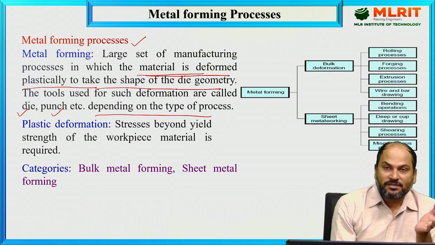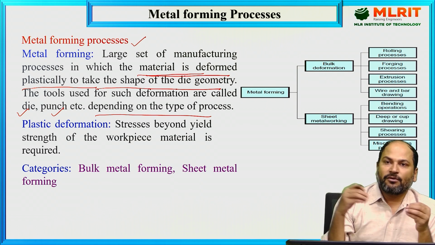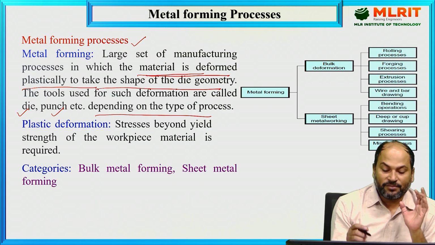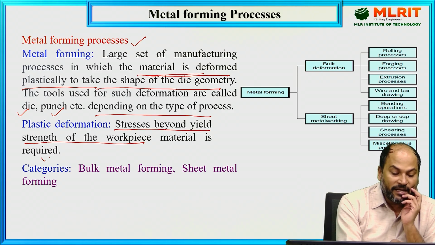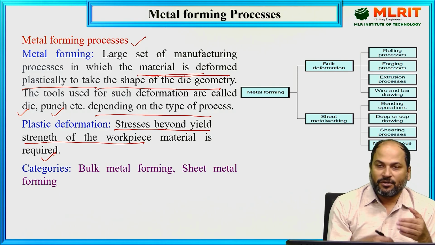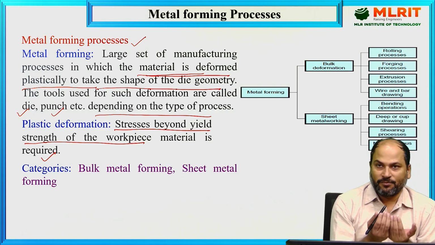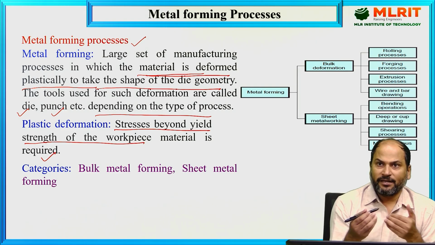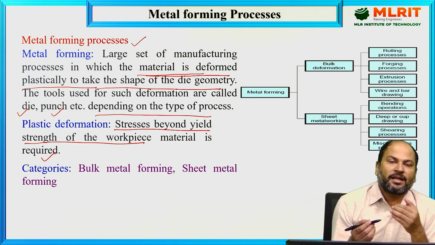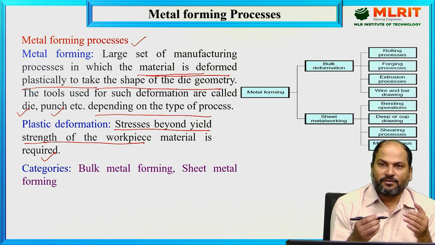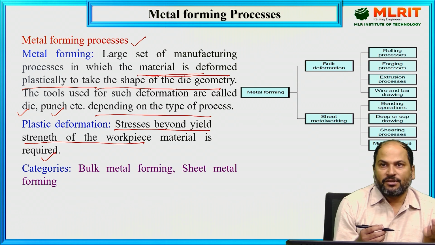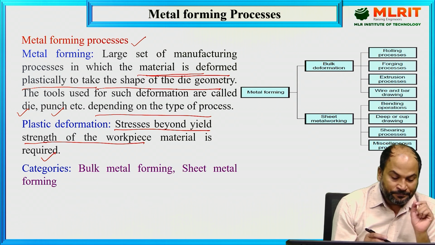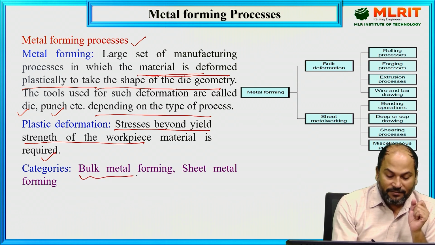Plastic deformation means simply that the stress will go beyond the yield strength of the material. Stresses beyond the yield strength of the workpiece material are required. Obviously, because we are permanently changing the shape of the material, there will be permanent or plastic deformation. And if there is plastic deformation, obviously the stress or load that we apply on the material should be more than the yield strength, so that yielding will start.